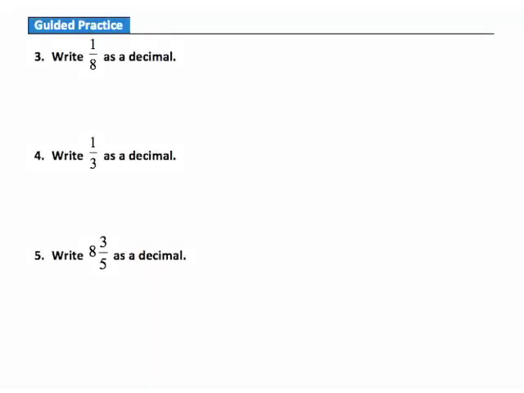Now it's time to check your understanding of writing fractions and mixed numbers as decimal numbers. Hit pause on your video player and answer these guided practice questions. When you're done, hit play to see how you did.